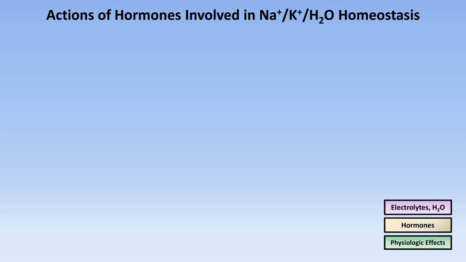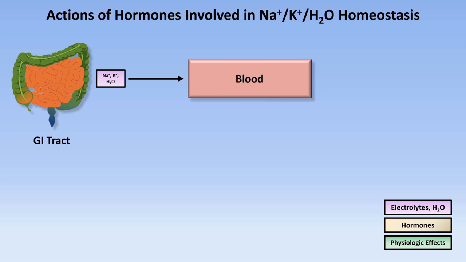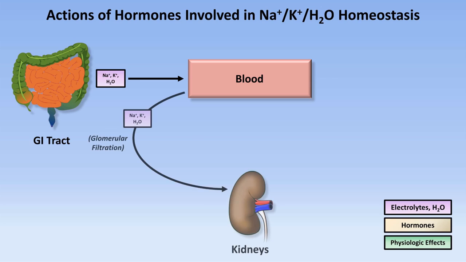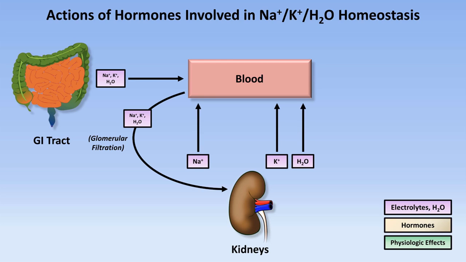So let me review the actions of the hormones involved in sodium, potassium, and water homeostasis. The first step is that sodium, potassium, and water are absorbed by the GI tract and find their way into the blood. When the blood is cycled through the kidneys, a significant portion of that sodium, potassium, and water is freely filtered through the glomeruli. Some portion of each of those will be reabsorbed in the tubules and collecting ducts.